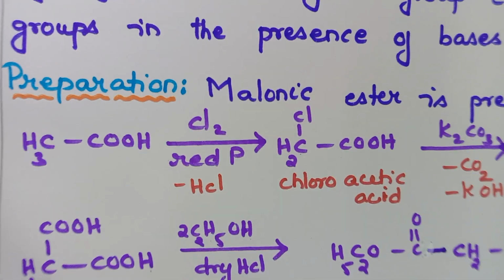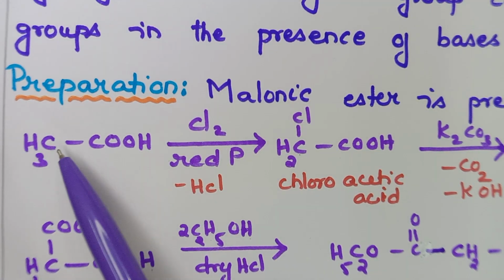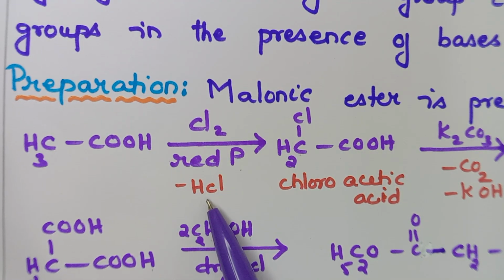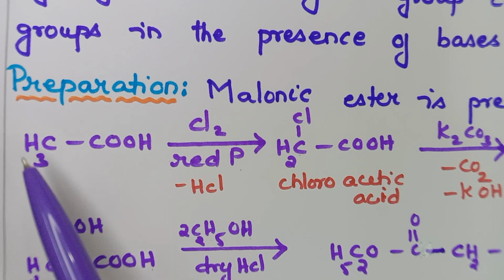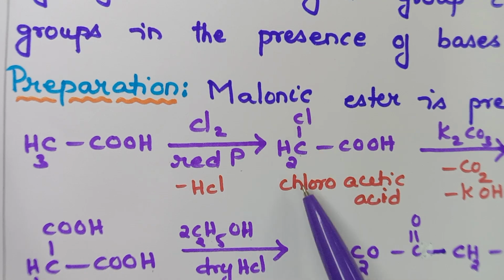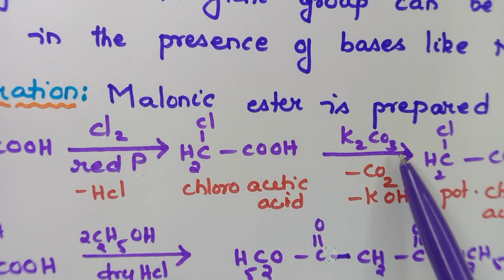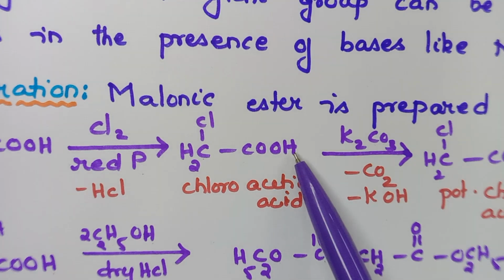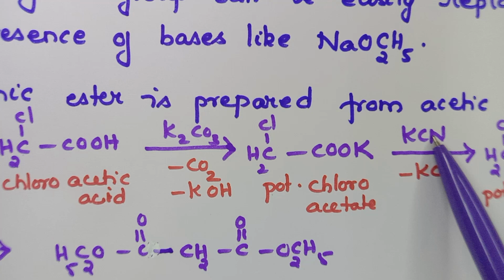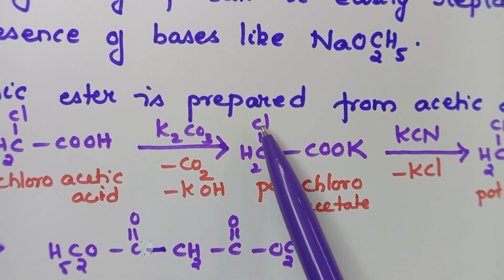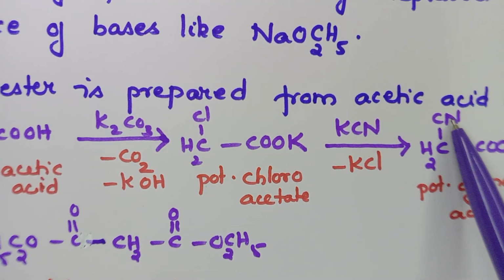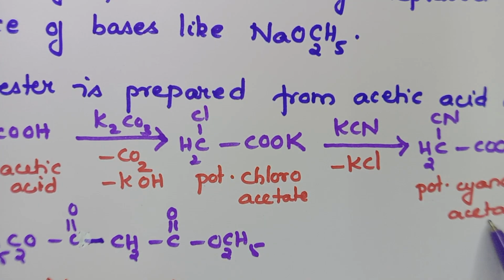I will show you again. Starting with acetic acid treated with Cl2 in the presence of red phosphorus, minus HCl. That means one of the hydrogens comes out with Cl as HCl. Now Cl replaces hydrogen, giving chloroacetic acid. Next K2CO3, CO2 and KOH. This H will be replaced by K, giving potassium chloroacetate. Next KCN, so this Cl and K come out as KCl, and it will be replaced by CN, giving potassium cyanoacetate.